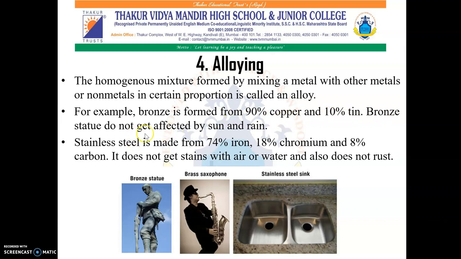So bronze statues do not get affected by sun and rain. One more example is stainless steel. It is made from 74% iron, 18% chromium and 8% carbon. It does not get stains with air or water and also does not get rust. In recent times, various types of alloys are used for minting coins also. Few of the examples are shown over here: bronze statue, brass saxophone, stainless steel sink, etc.